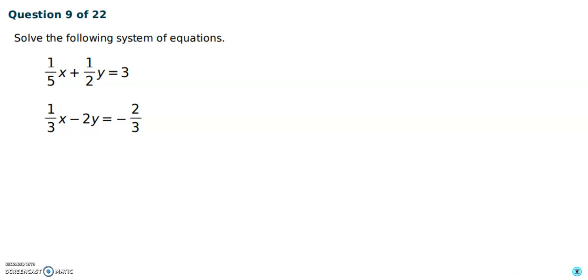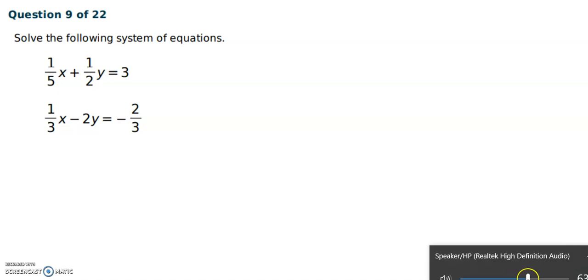In this video, we'll take a look at solving a system of equations using fractions. We will be using the elimination method for this problem. So if we look at our first equation, 1/5 x plus 1/2 y equals 3, we'll notice we have fractional coefficients. The first thing we want to do is an option. We can get rid of the fraction altogether.